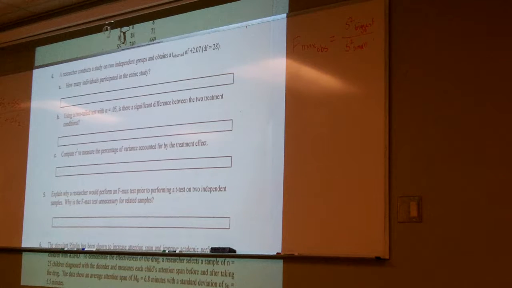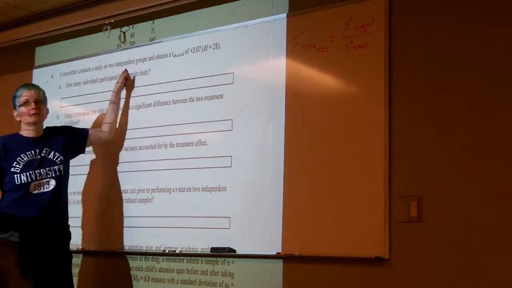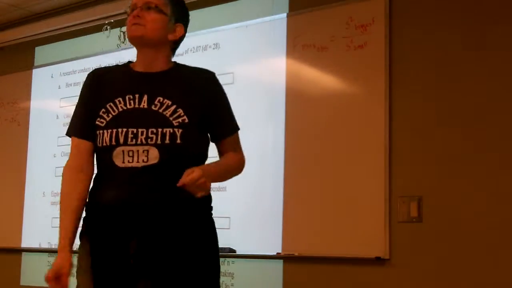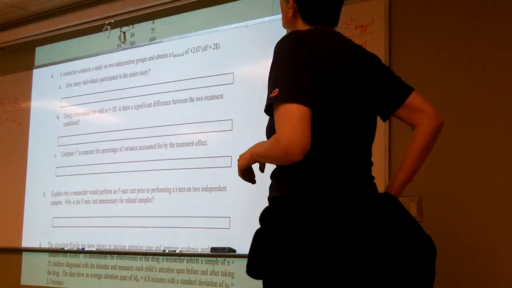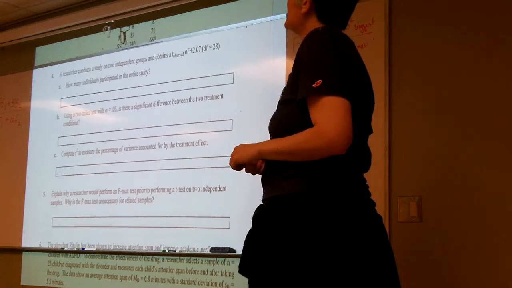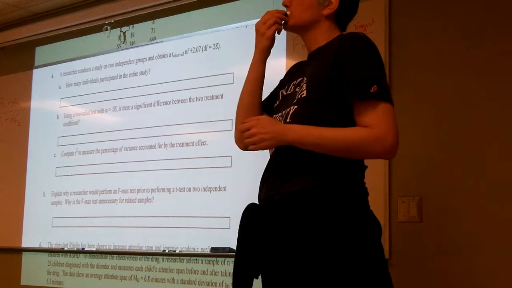A study on 2 independent groups obtains a t-observed of positive 2.07 with degrees of freedom 28. That degrees of freedom is going to be degrees of freedom pooled, right? That's the degrees of freedom pooled because the clue here is that it's independent groups. Okay, so degrees of freedom pooled. If it's degrees of freedom pooled, what do we know about how many people participate in the study?